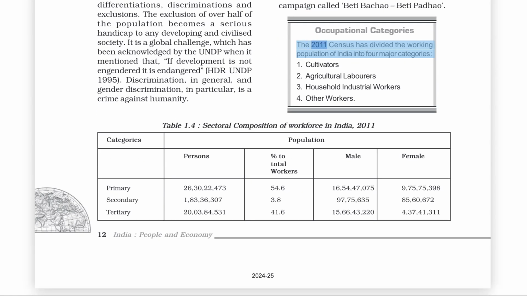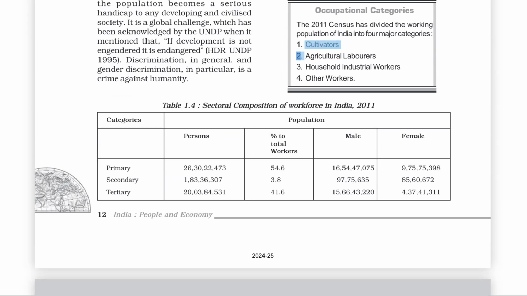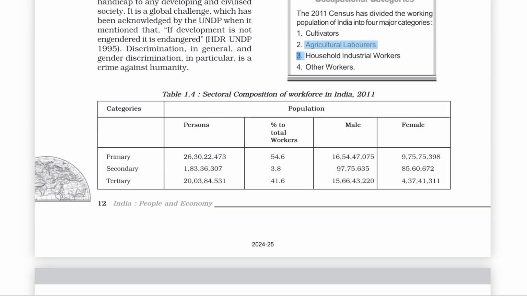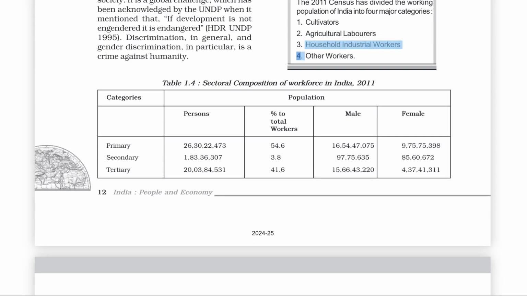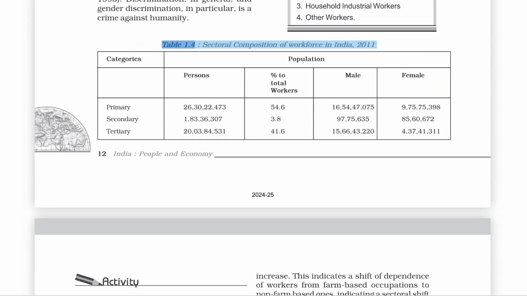Occupational categories. The 2011 census has divided the working population of India into 4 major categories: 1. Cultivators, 2. Agricultural laborers, 3. Household industrial workers, and 4. Other workers. Table 1.4: Sectoral composition of workforce in India, 2011.